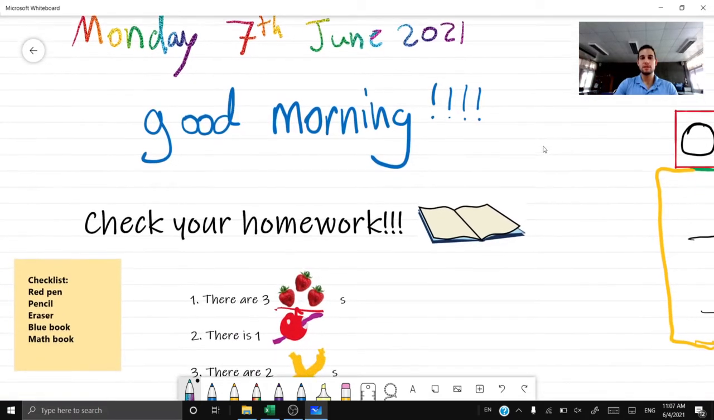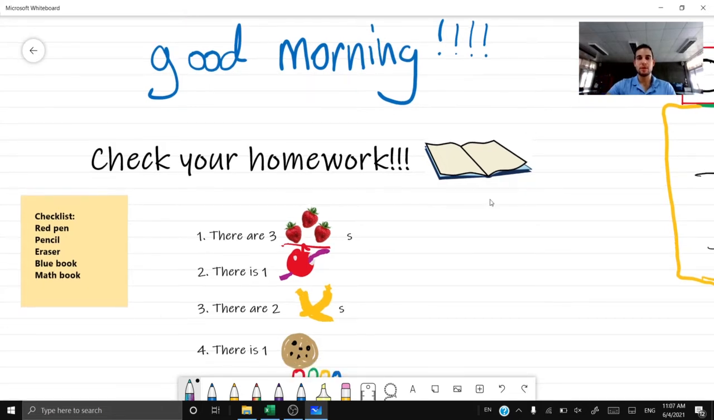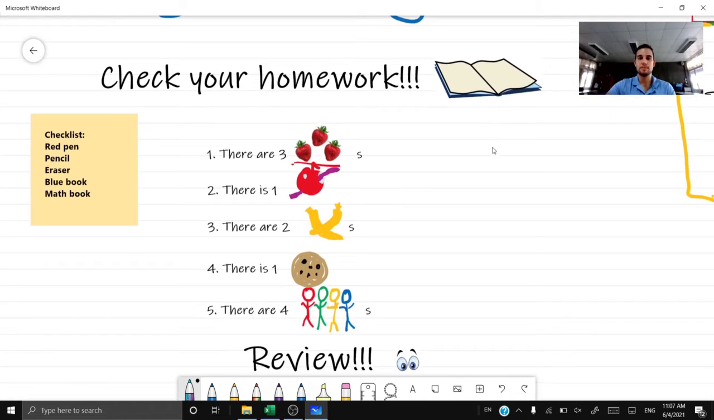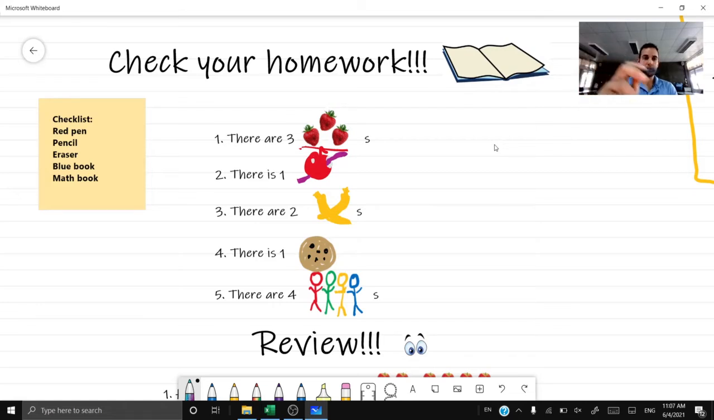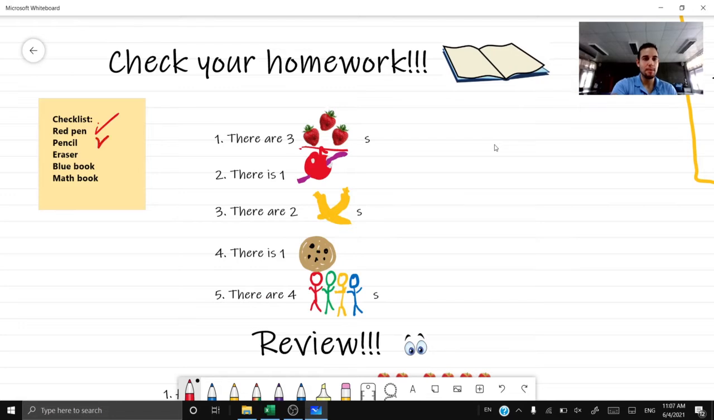We're going to begin today's lesson by checking our homework, and then we are going to continue with Lesson 2, learning about number places. Let's take a look at our homework. Please open up your blue book now so we can check. Don't forget, you need everything on your checklist: a red pen to check your homework, pencil, an eraser, and your blue book. You do not need your math book today because we're going to do all of our work on our video and our blue book. So let's take a look at your homework now.